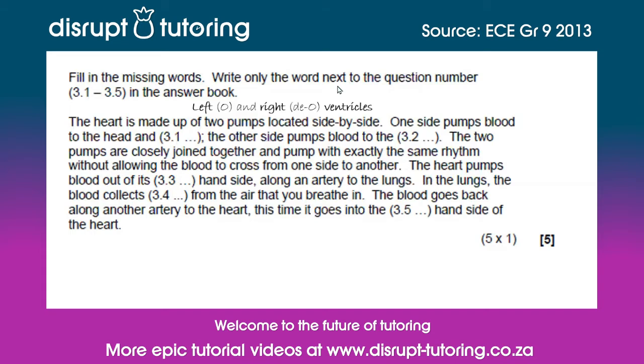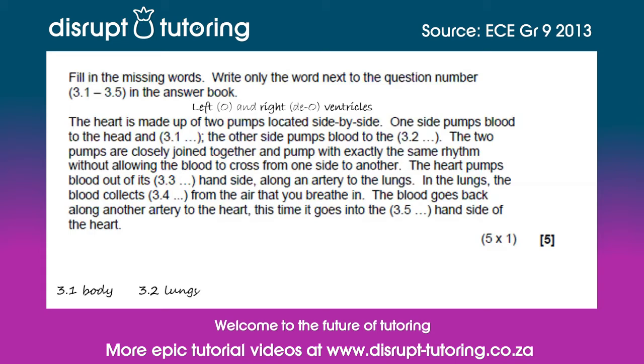Okay, let's move on. One side pumps blood to the head and body. So 3.1, the answer is body, and the other side pumps blood to the lungs. The two pumps are closely joined together and pump with exactly the same rhythm without allowing the blood to cross from one side to the other.